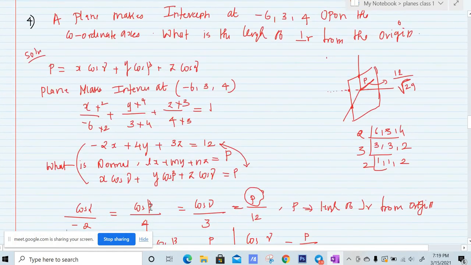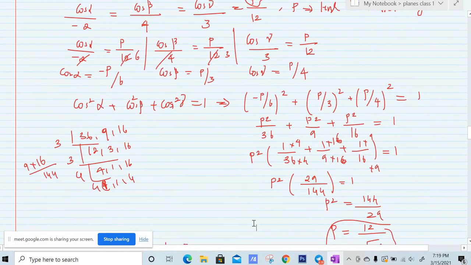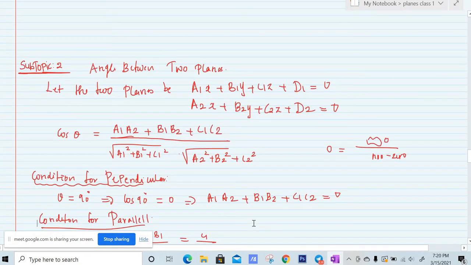And then we have introduced the angle between two planes, right? So if I have two planes a1x plus b1y plus c1z plus d1 is equal to 0 and a2x plus b2y plus c2z plus d2 is equal to 0, then cos theta, where theta is the angle between two planes, is given by a1 a2 plus b1 b2 plus c1 c2 divided by square root of a1 square plus b1 square plus c1 square and the square root of a2 square plus b2 square plus c2 square. And these two planes will be perpendicular if theta is equal to 90 degree. If theta is 90 degree, then this will be 0.